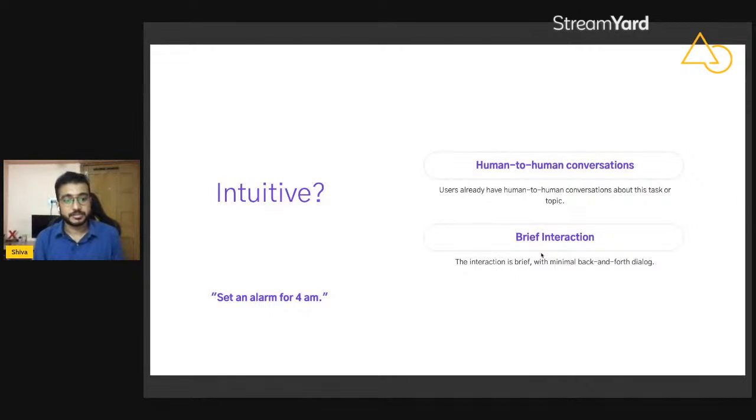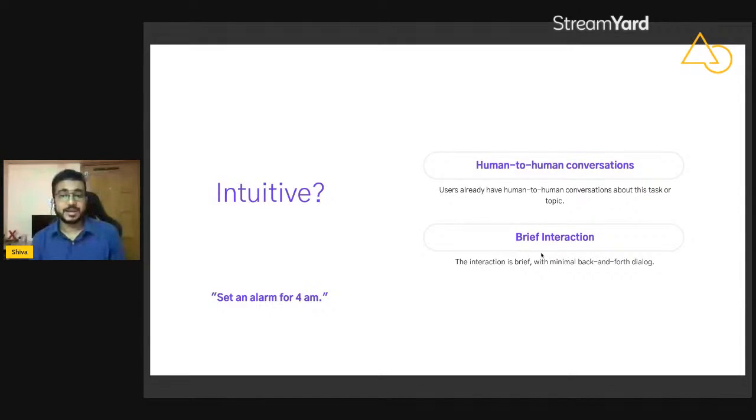First of all, you need to understand whether it is intuitive or not. If the user already has a human to human conversation around doing the task, it is intuitive for the user to perform that task using a voice user interface. Or if the interaction is brief enough for the user, with not much back and forth, it's easy to include VUI in your application. For example, let's take: set an alarm for 5 a.m.